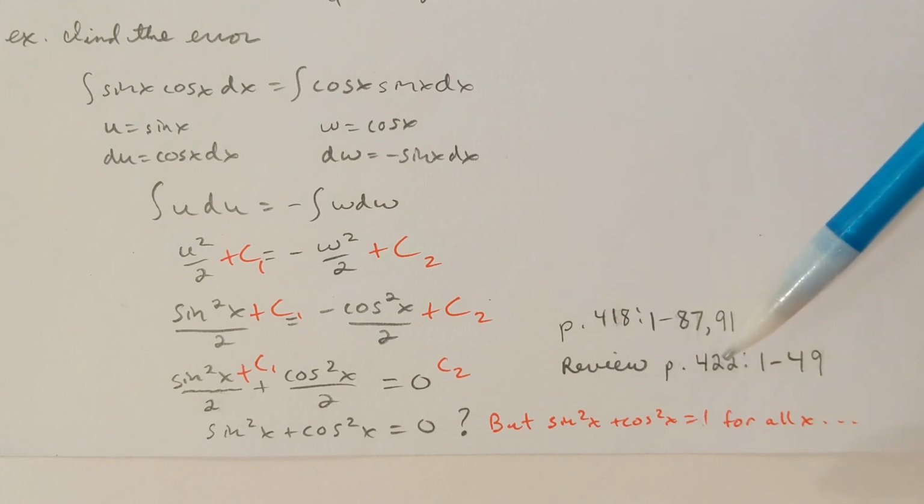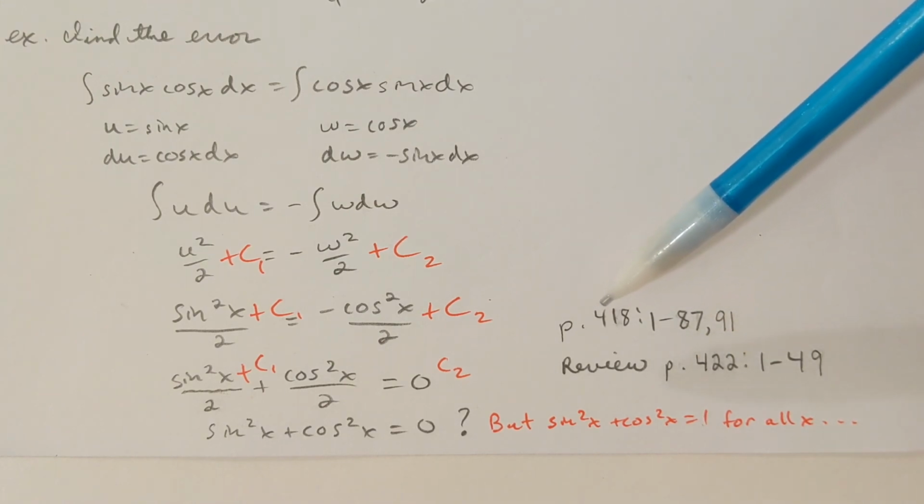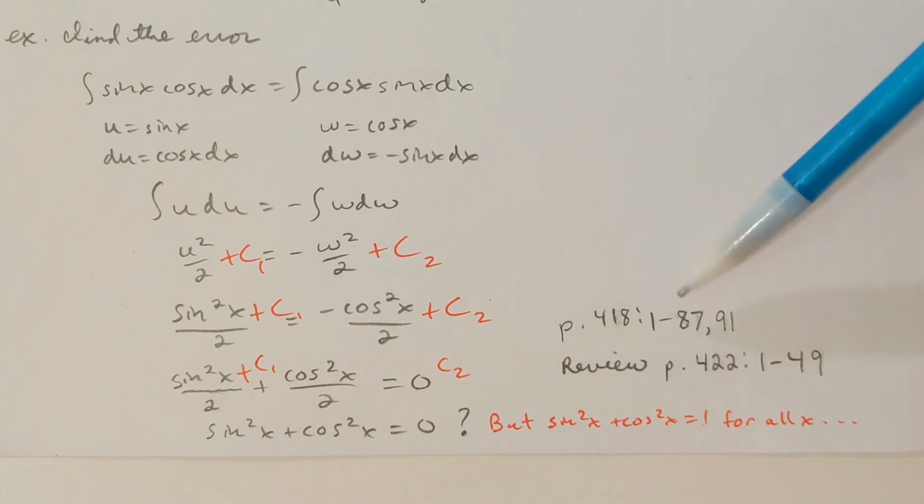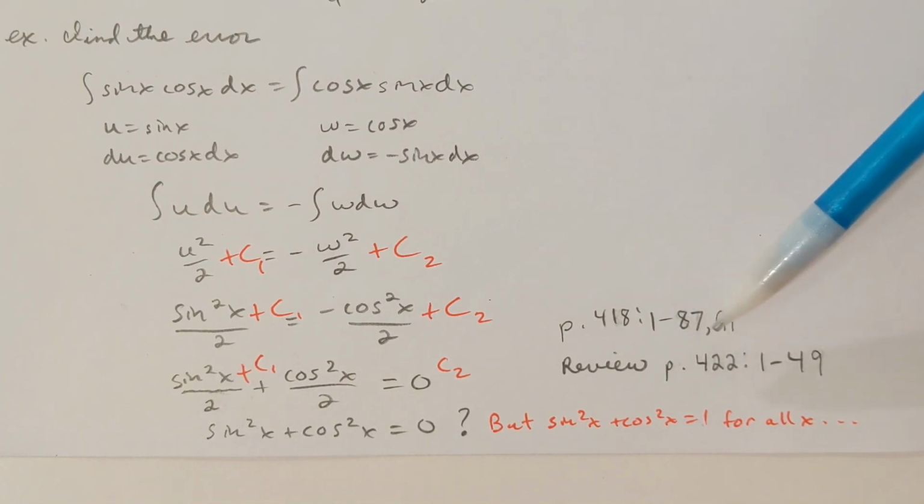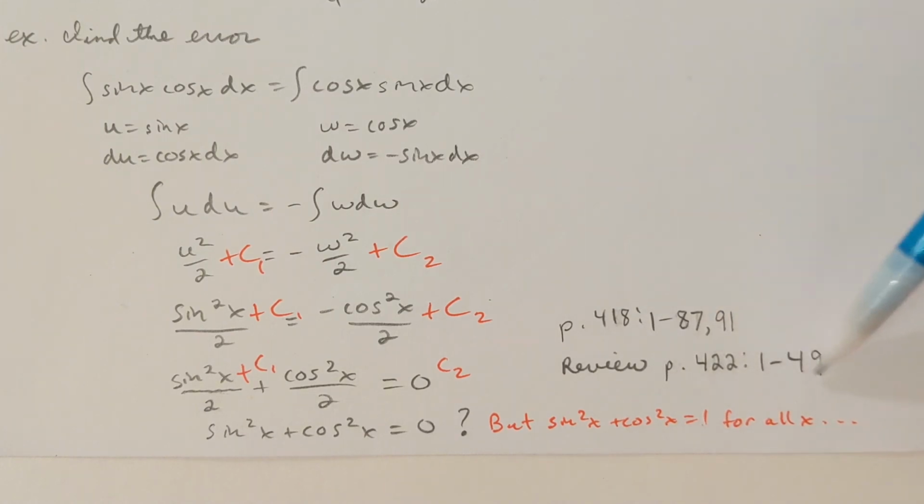That's all I had in this section. Now, the homework in section 5.5 is on page 418. Be sure to look at the odd numbered problems that are listed there. And I also wanted you guys to look at some of these odd numbered problems that are on page 422.